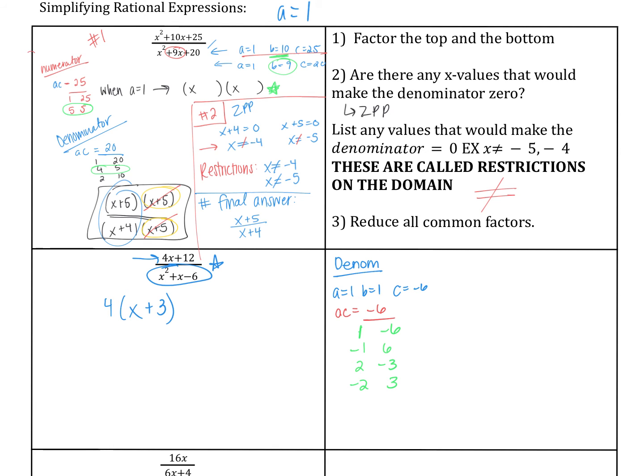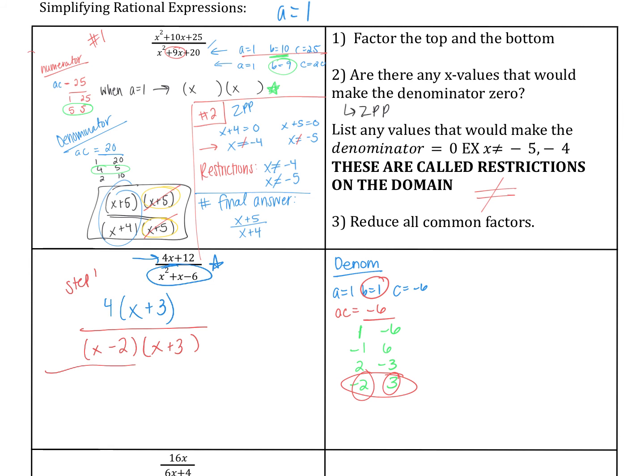From there, I have to choose my factor pair that adds up to a positive 1. Remember, when a is equal to 1, I could just set up parentheses with x's in the front and then add my factor pairs in. So a -2 and a positive 3. So that's step 1. I have factored my top and my bottom.